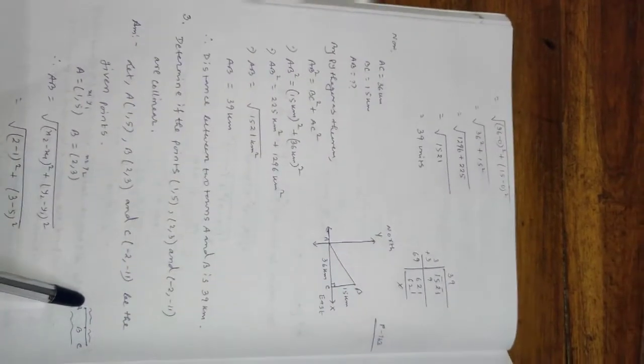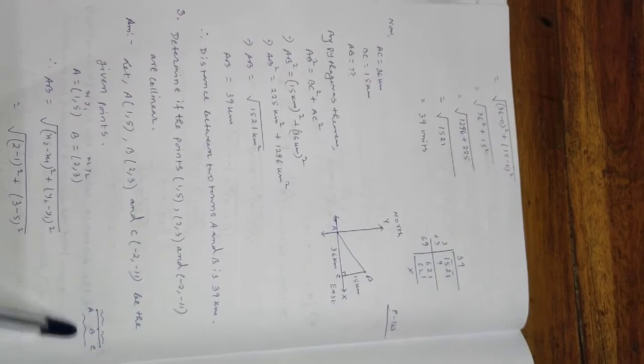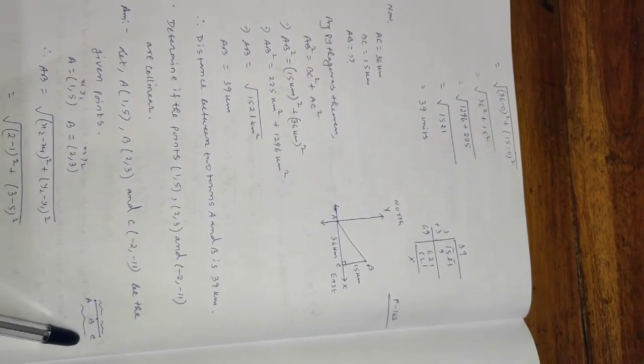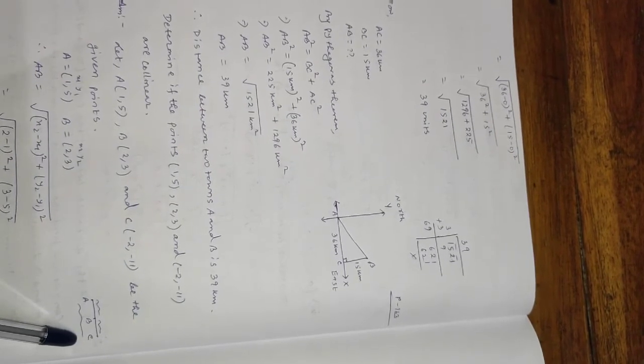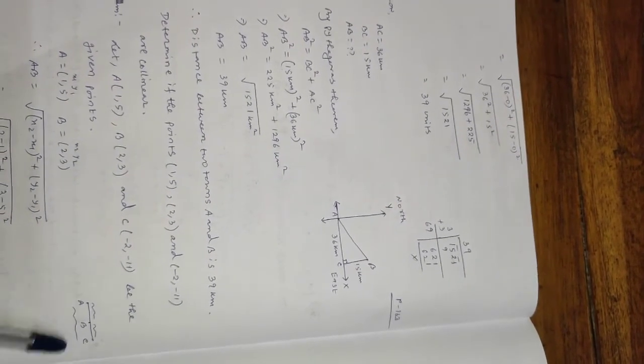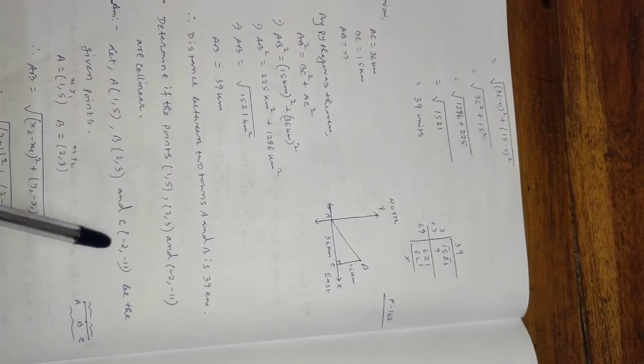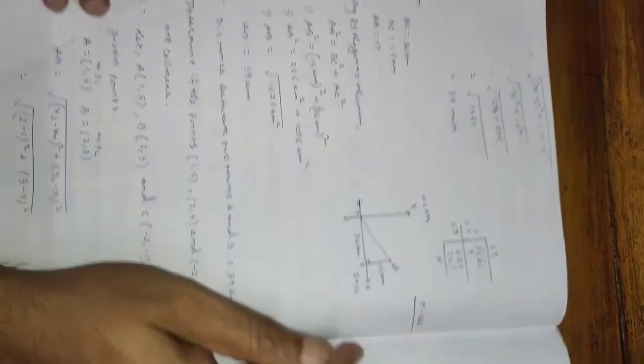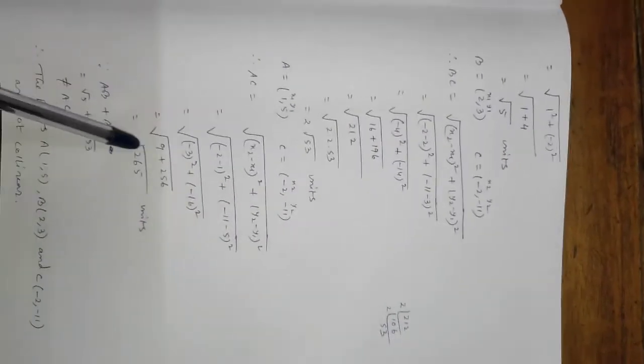Now question number 3. Determine if these three points are collinear. For finding collinearity you can take them in one line. Distance AB, BC and AC we will calculate. If these two together can give us AC, then they are collinear. That means these 3 points are coming in one line. So let A, B, C be the given points. Distance AB we can calculate the same way. Distance BC we can calculate the same way. Distance AC we can calculate the same way.